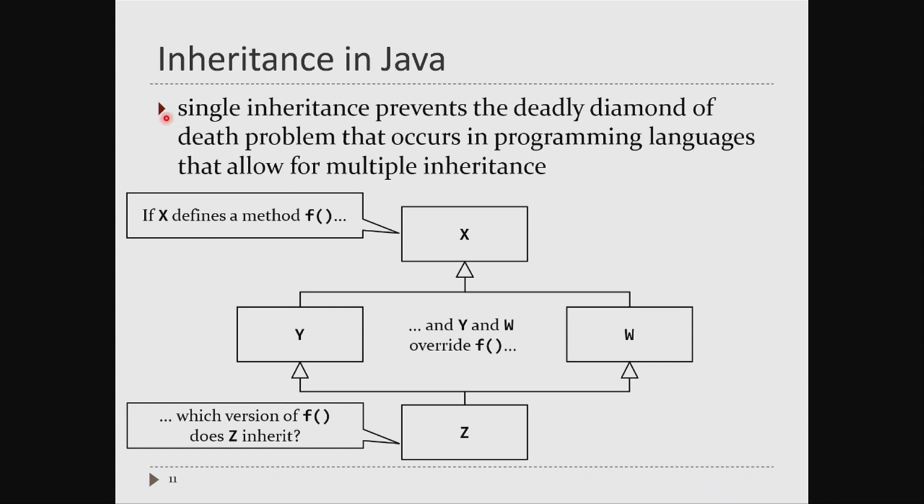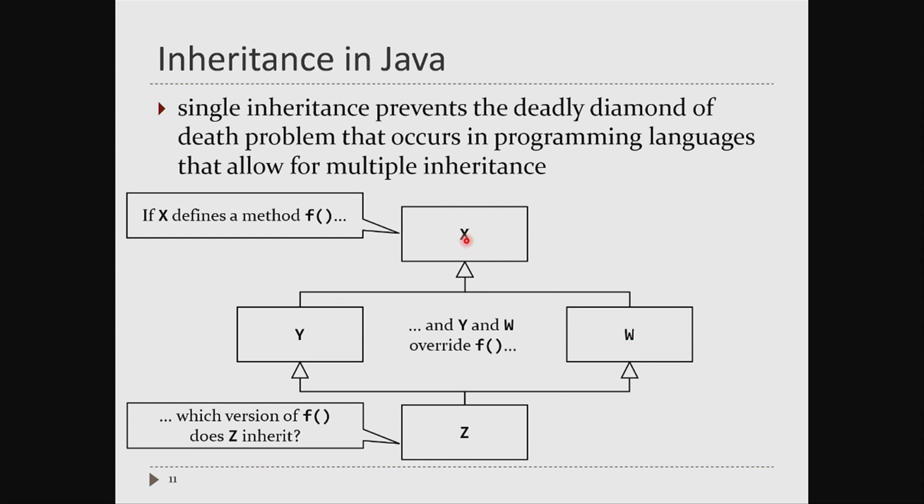Now, one of the reasons the designers of the Java language decided to only have single inheritance is because it solves or prevents some problems. One of them is the problem called the deadly diamond of death. If you Google that term, there's a Wikipedia page for it. That's the picture right here. This occurs in programming languages that allow for multiple inheritance. Here you can see that there's a diamond-like shape in the inheritance hierarchy.